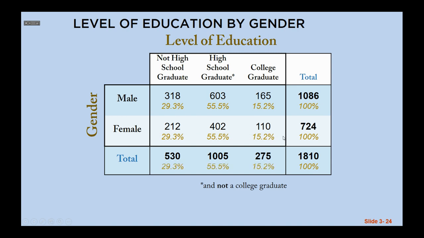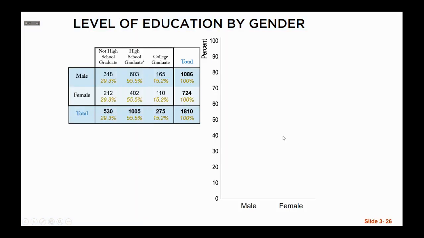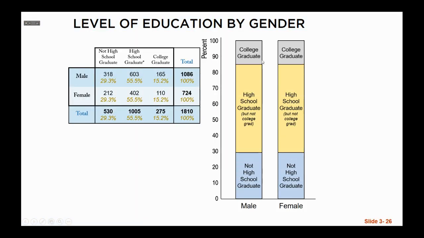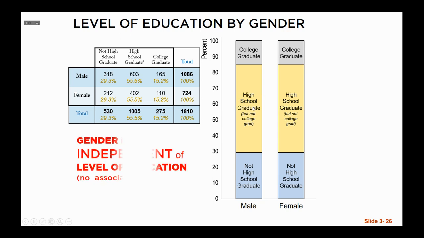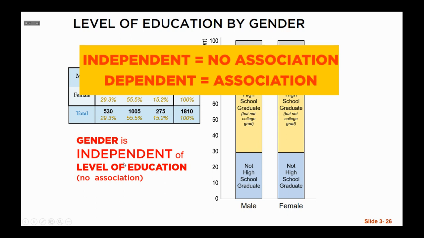When we look at that as a segmented bar graph, we see that they're exactly the same in the segments. So since there's no difference between males and females based on their level of education, we would say that those two variables are independent. They don't affect each other. When they were dependent, back when we had the Titanic data, we could see a difference from one group to the next. Here, because they're the same, they are independent. So there's no association.